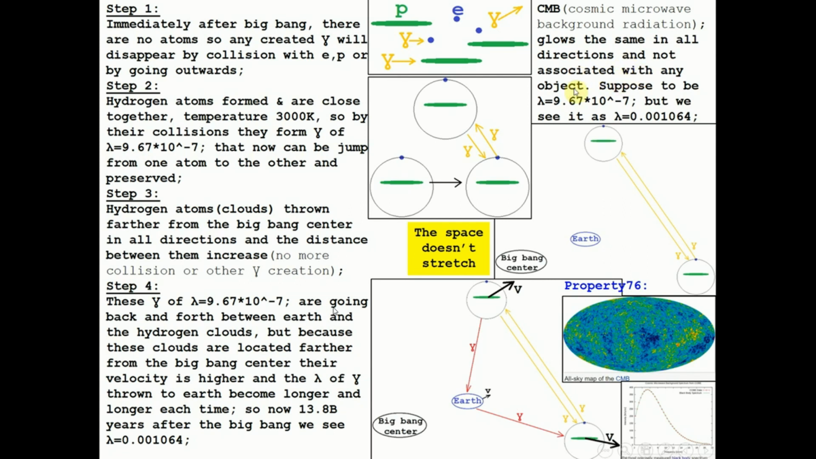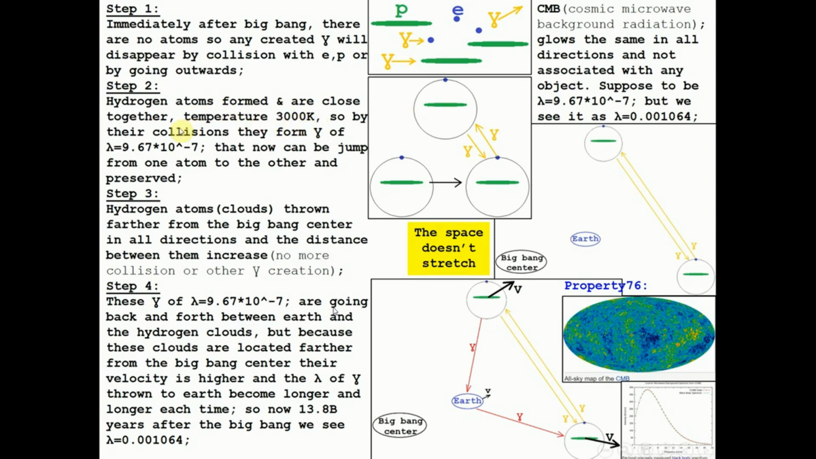CMB, cosmic microwave background radiation, or photons, glow the same in all directions and are not associated with any object. These photons were created by the following mechanism. Step 1. Immediately after the Big Bang, there are no atoms, so any created photon will disappear by collision with the electron or the proton, or by going outward. Step 2. Hydrogen atoms formed and are close together. The temperature in this step is 3000 Kelvin.